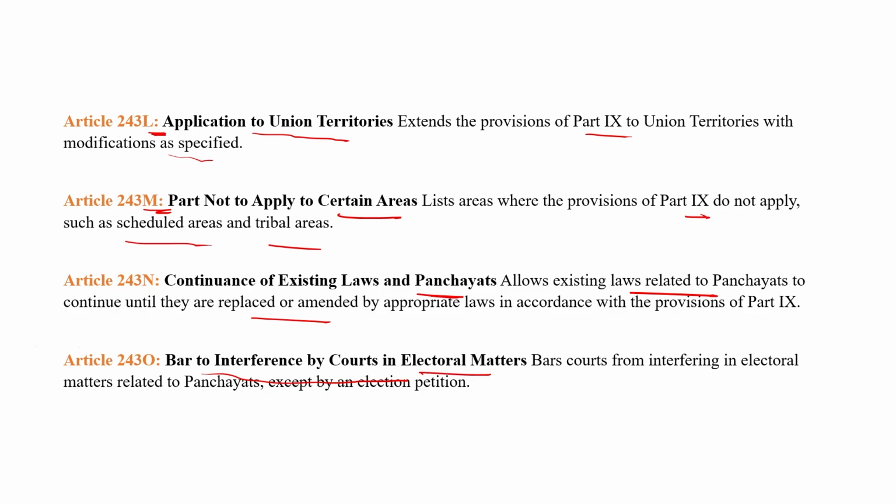So these are the important articles related to the rural panchayat which we have discussed. This is Part 9 of the Indian Constitution, and these articles were added by the 73rd Amendment of 1992 of the Indian Constitution.